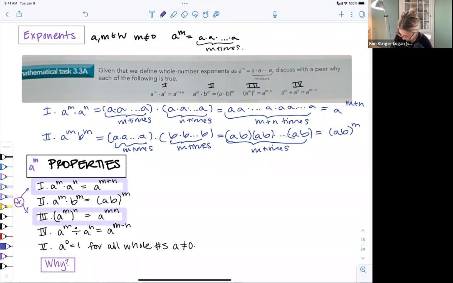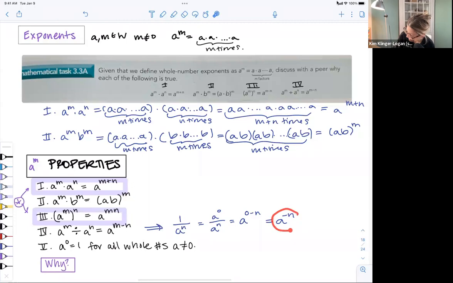But one thing that this means is that if I have 1 over A to the N, then this is the same thing as saying A to the 0 over A to the N. So this is A to the 0 minus N, is how this rule works. If I divide A to the M by A to the N, I subtract the exponents. And so this is A to the negative N. So what this rule tells me is that these negative exponents are really the same as dividing by that power.